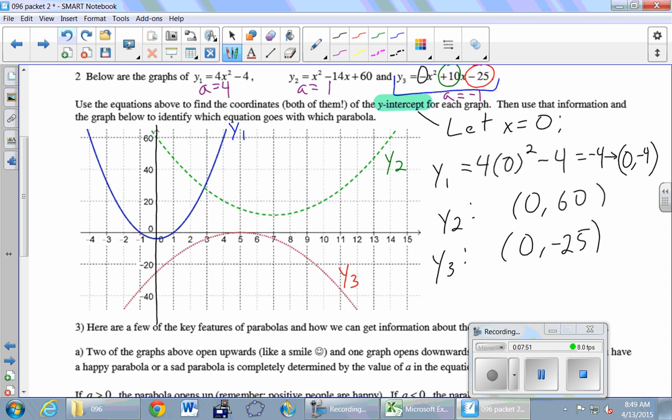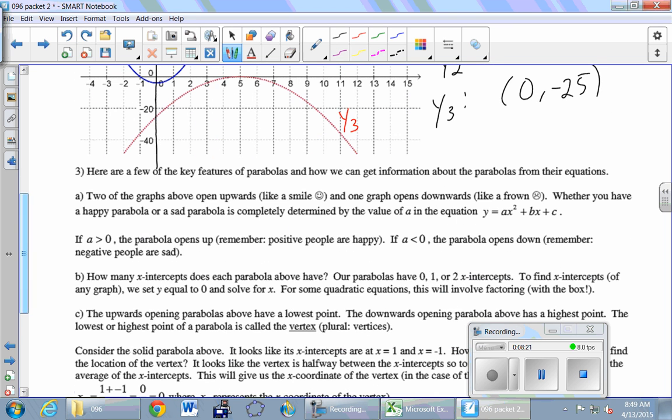The two happy parabolas are y1 and y2, and the values of a were 4 and 1. And the sad parabola was this y3, and the value was -1. Can you tell what makes a parabola happy or sad, just looking at the a? It's the positive and the negative, right? If a is positive, then the parabola is happy. If a is negative, the parabola is sad. Ramses, keep going with if. Sad. Okay, so up or down is completely determined by whether a is positive or negative.